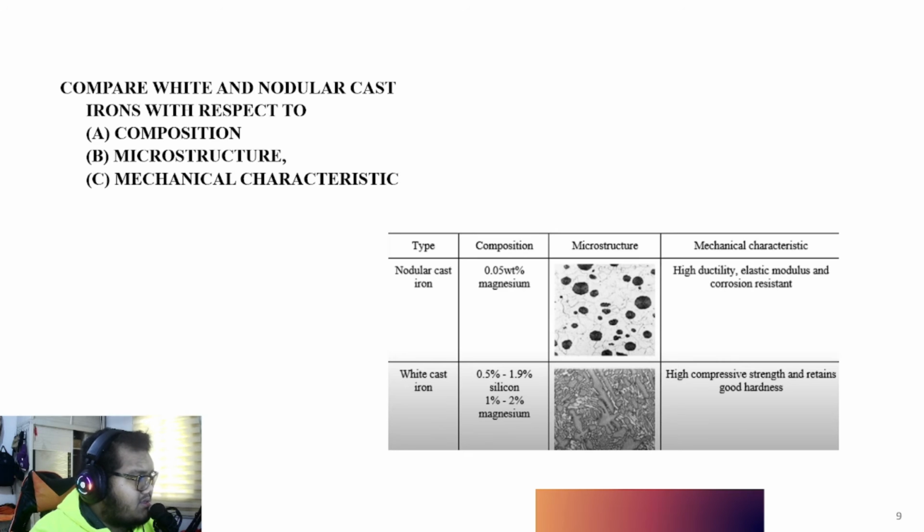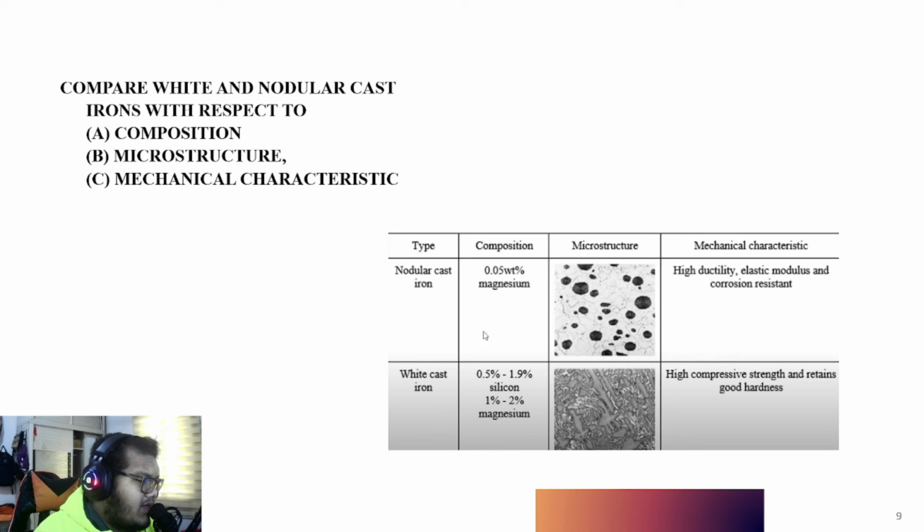The last question is, compare white and nodular cast iron with respect to composition, microstructure, and mechanical characteristic. For the nodular cast iron, the composition is 0.05% magnesium. The microstructure is showing like this, and the mechanical characteristic is high ductility, elastic modulus, and corrosion resistance.